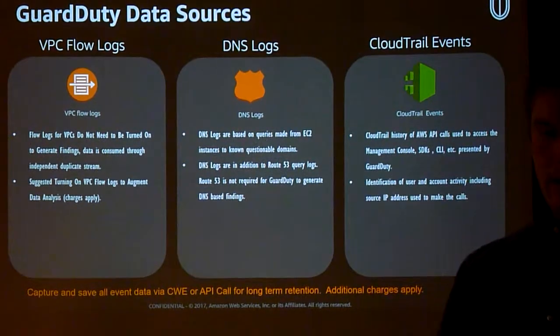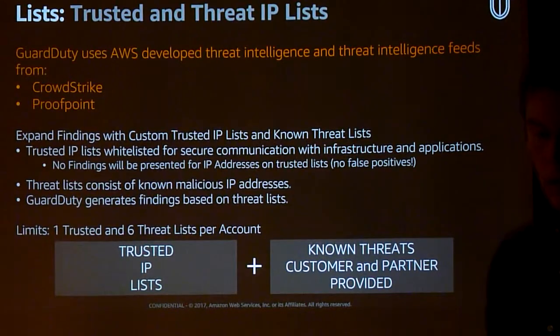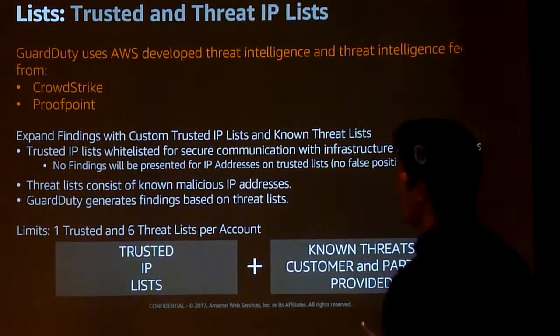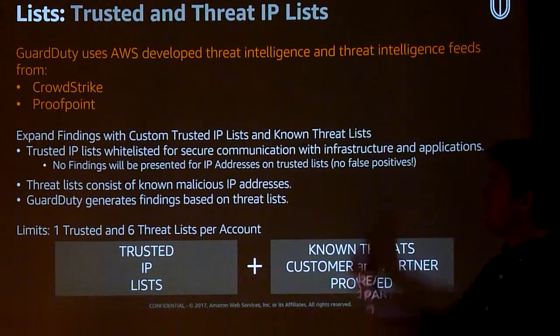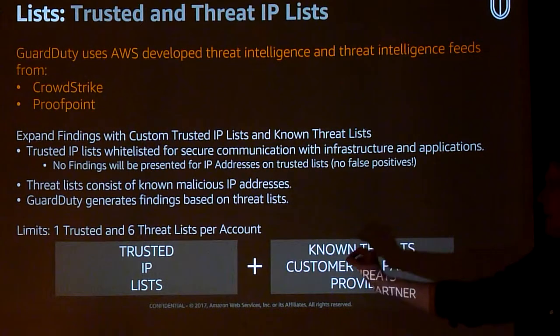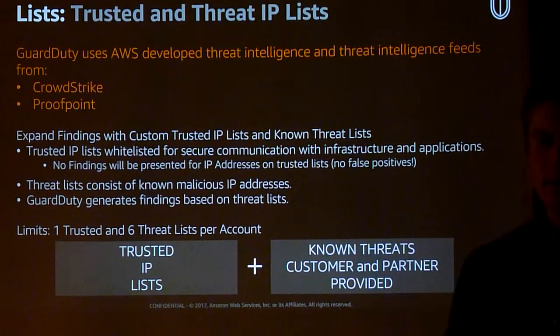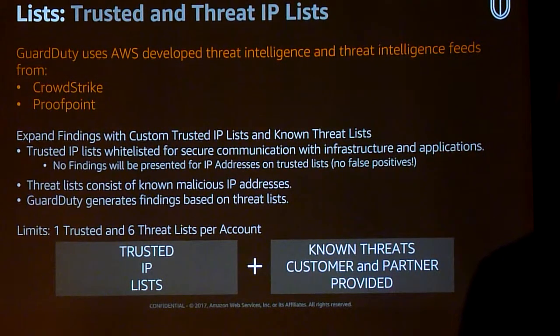I think we got that concept down. Again, there's the main threat list that AWS has curated over time, CrowdStrike and Proofpoint, and you can add your own custom threat lists. And you can even add IPs that are whitelisted.